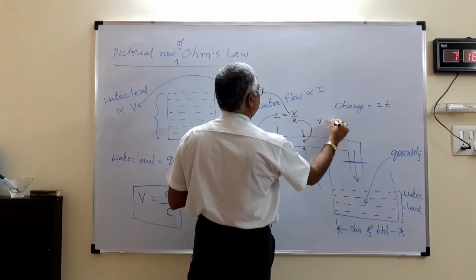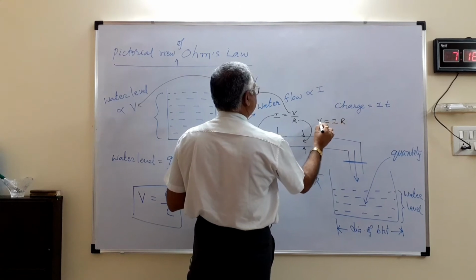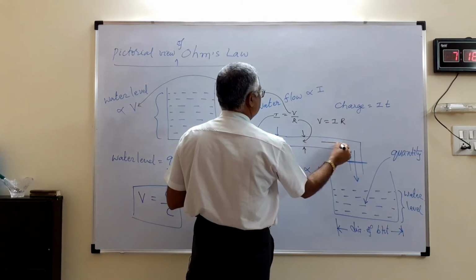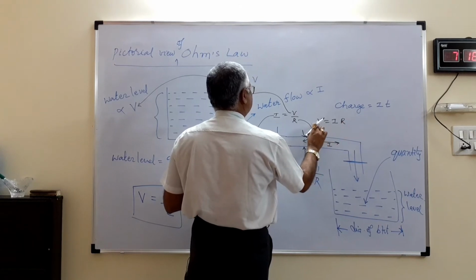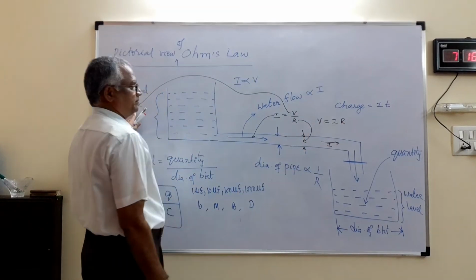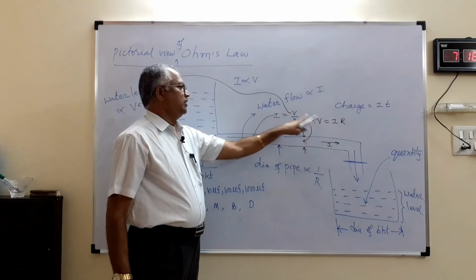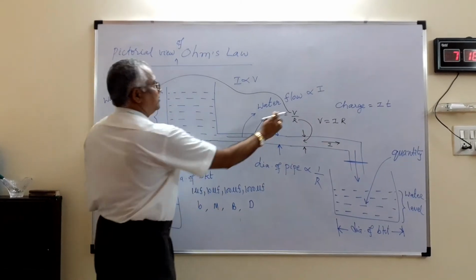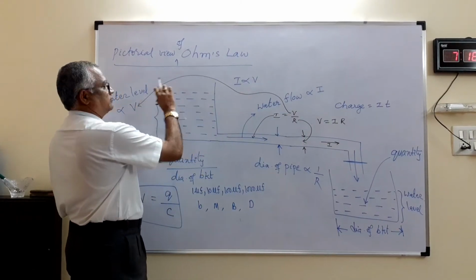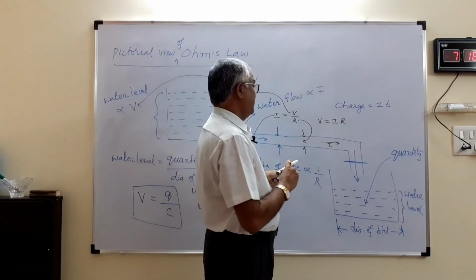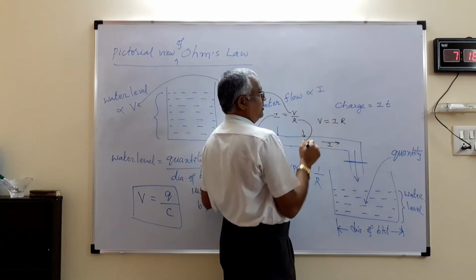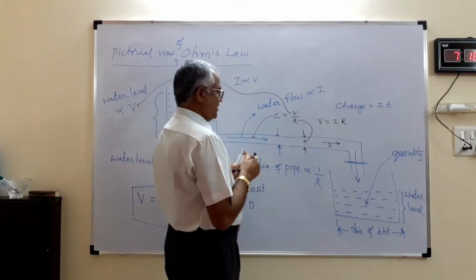What is the other form of Ohm's law? V equals IR. When I say V equals IR, this I is the same thing. This R is this. But this V is not this V. This V is this. So what is the meaning of this V? This is a potential drop. But how do you understand potential drop?